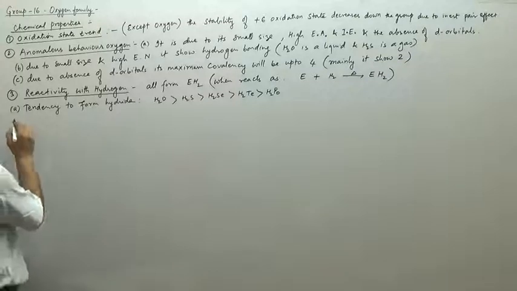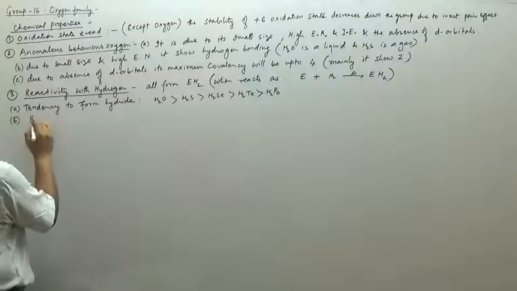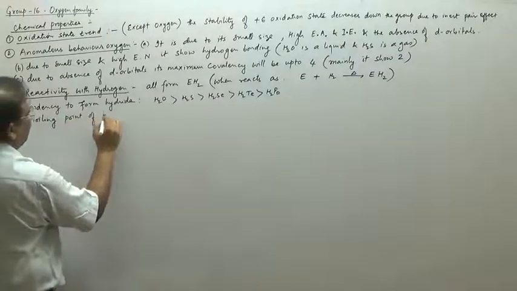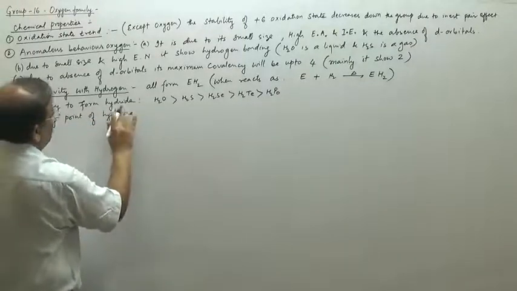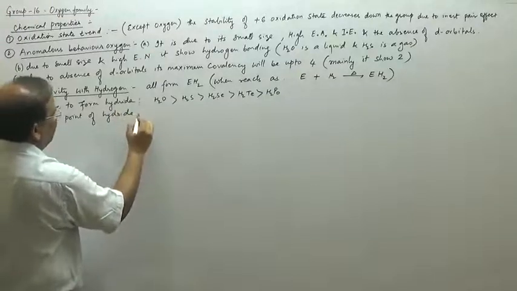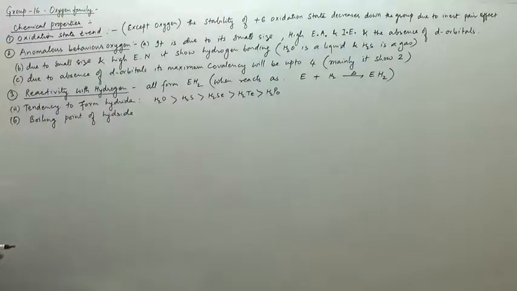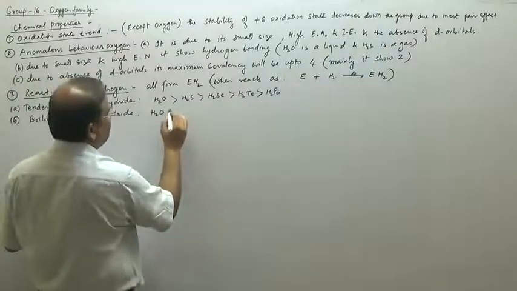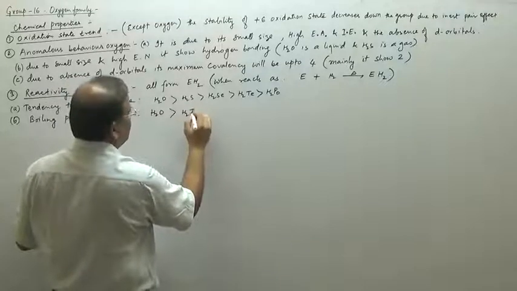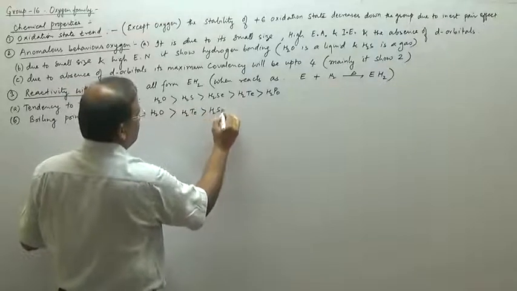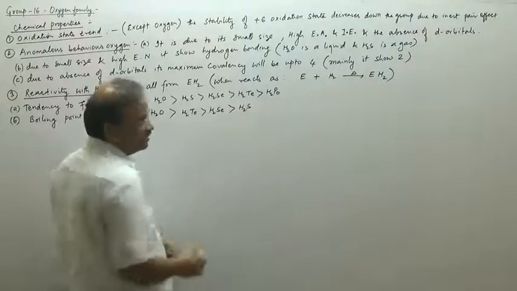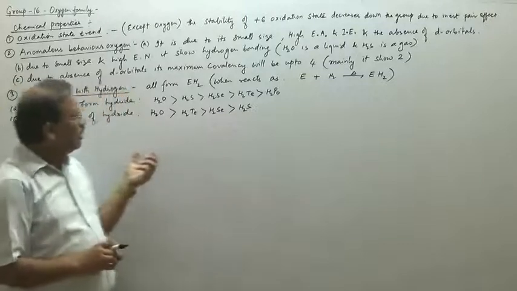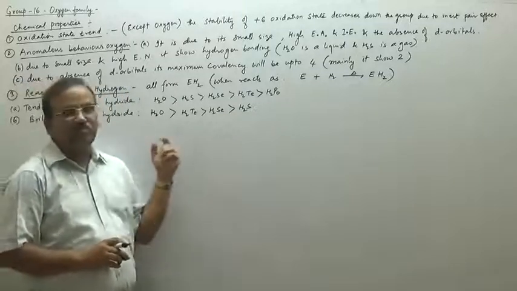So we write the boiling point of these hydrides. Water will have the maximum boiling point because of hydrogen bonding. So I'll write H2O, it is maximum because of the hydrogen bonding. Then it is H2Te, H2Se, then H2S. H2S is already a gas, so it is a gas at room temperature.